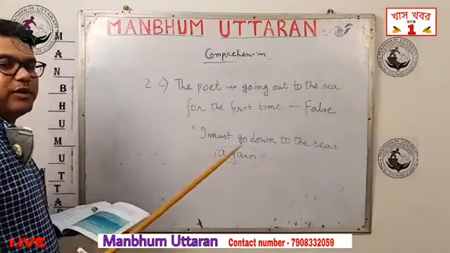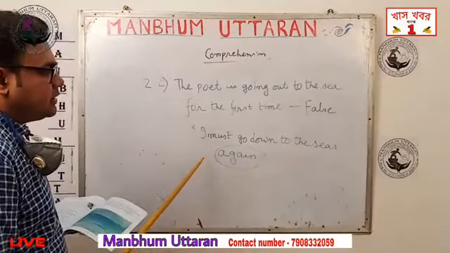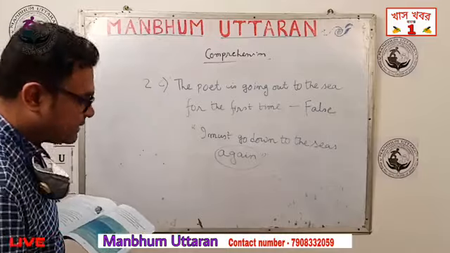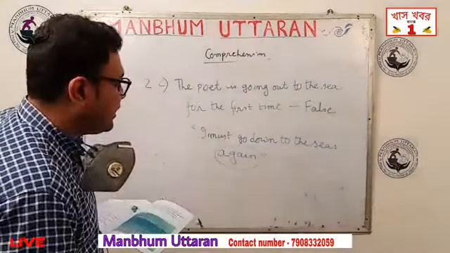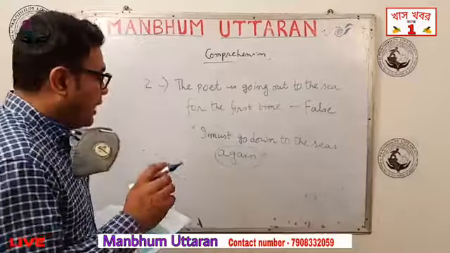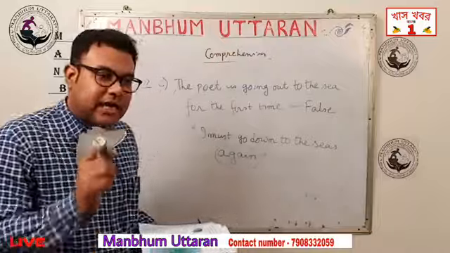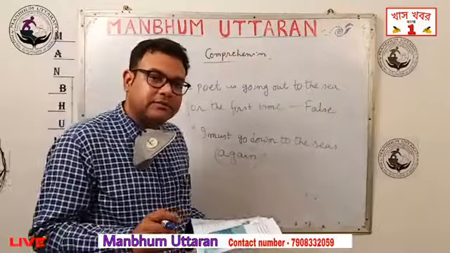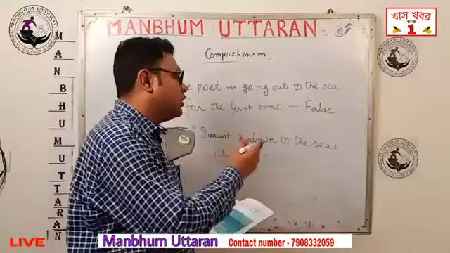The supporting phrase will be, I must go down to the seas again. Again means something or an incident which has happened earlier. The poet is telling again. So that means the poet has gone for a sea voyage earlier. So that is why he is again willing or wishes to go to the sea voyage.